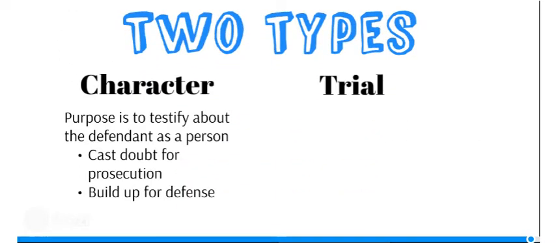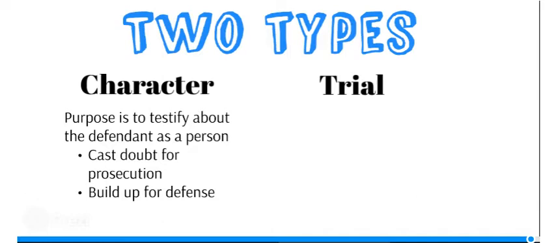All right, witnesses are next. There are two types, character and trial. A character witness is someone who testifies about the defendant as a person. All right, their goal is to convince the jury. Like if you're testifying on behalf of the defendant, you're there to help your boy out, help your girl out. You're going to say, yeah, they're a great person. There's no way they could have committed this crime.